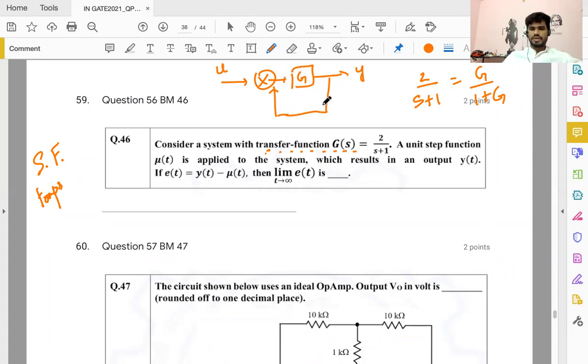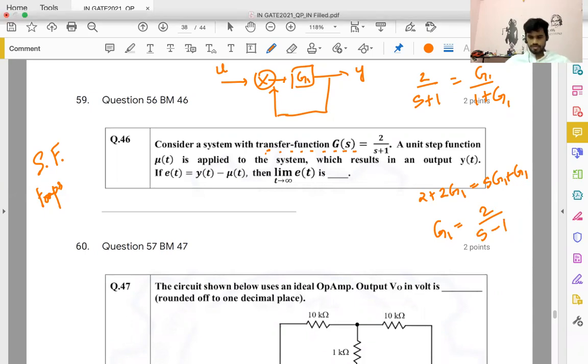So G is different. To highlight that, let's call this G1. You are working with this G1 when talking about errors, but this G1 is given. You can quickly solve for G1, not a big deal. Notice 2 plus 2G1 equals sG1 plus G1. So we need G1. G1 is 2 by s minus 1. And let me just quickly verify that. Two by s minus 1. Fine.